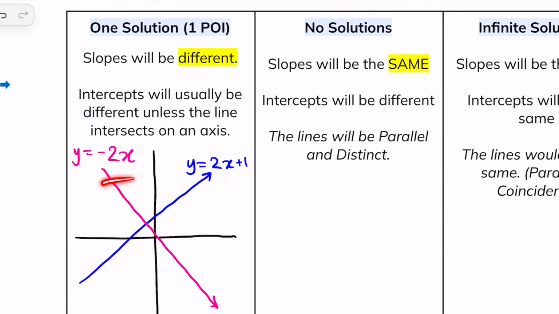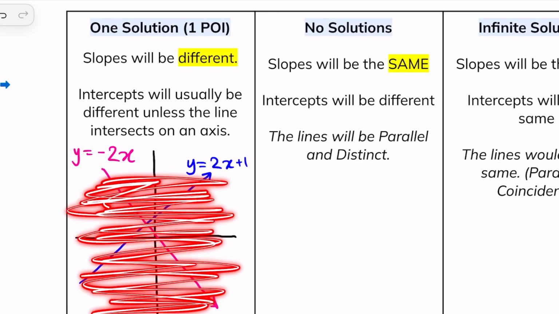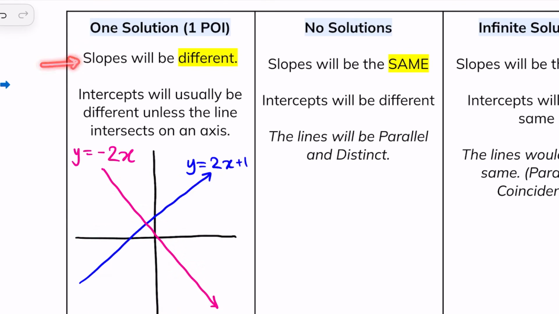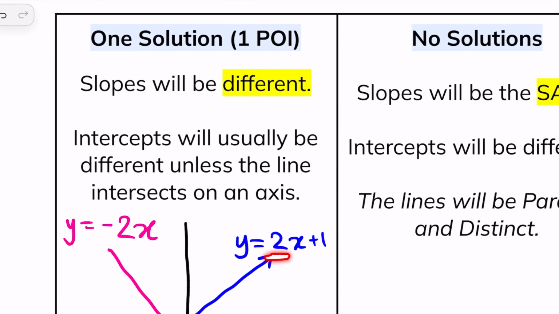And let's say if you weren't given the graph, how would you know what situation you have? You would have to graph them to know, but there is a way we can tell what to expect based off the situation. If you look at the equations, we see that the slope here is 2 and the slope here is negative 2, so our slopes are different. And if we look, our intercept here is positive 1, and our intercept here is 0.